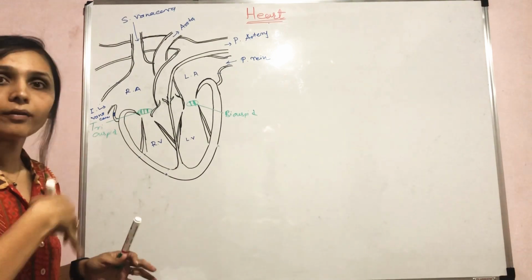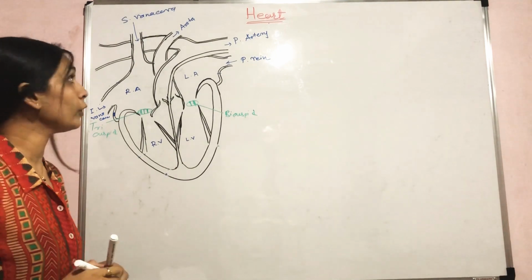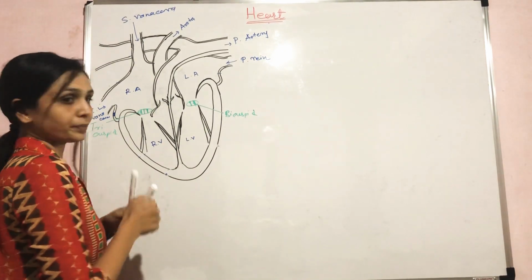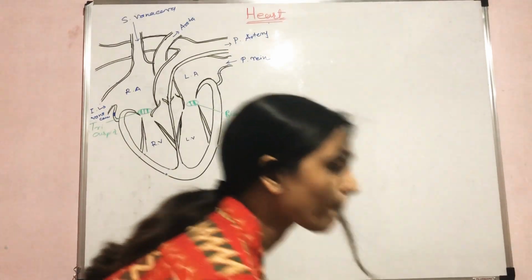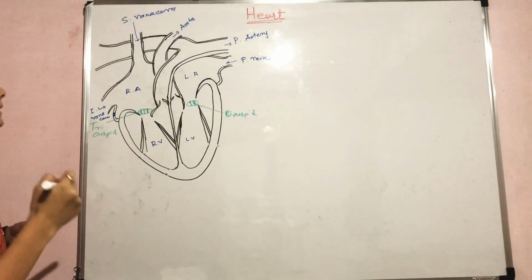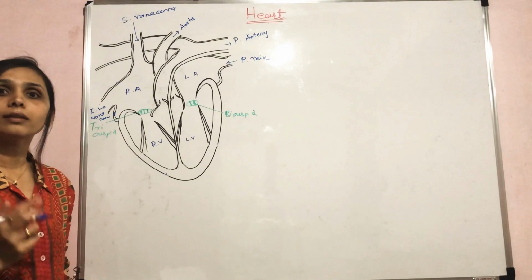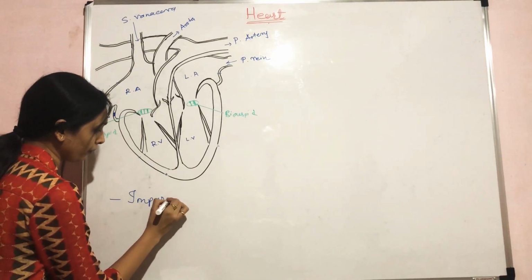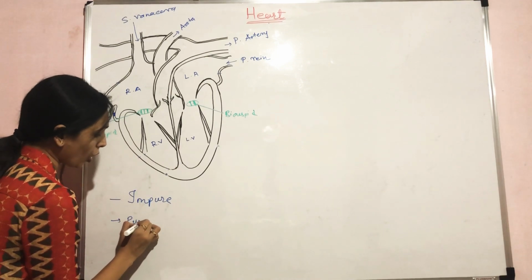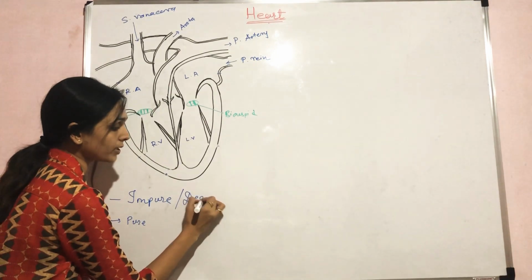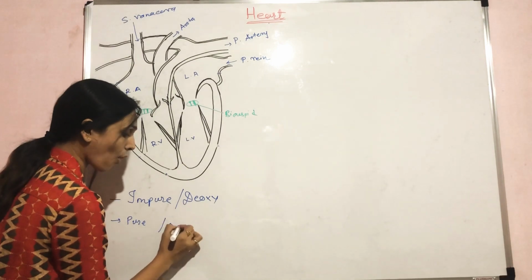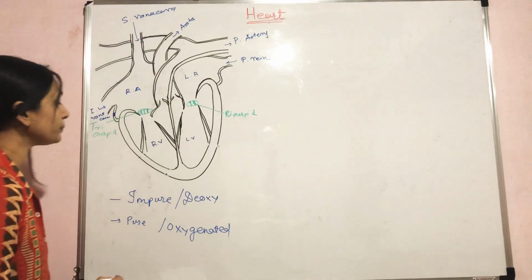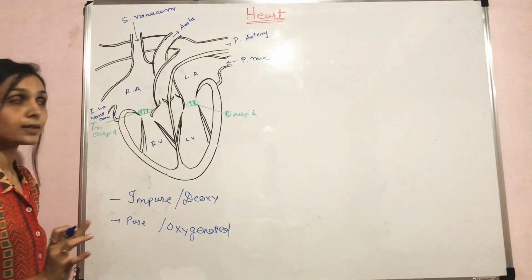So today we will continue with the blood flowing. In which manner will this blood flow? What is the route of this? Basically, in our heart there are 2 types of blood. One is impure and one is pure. Or you can write deoxygenated and oxygenated blood. So deoxygenated we will talk about first.